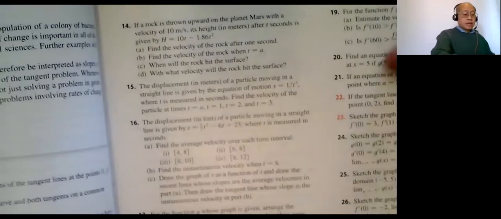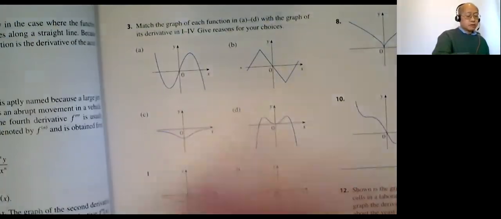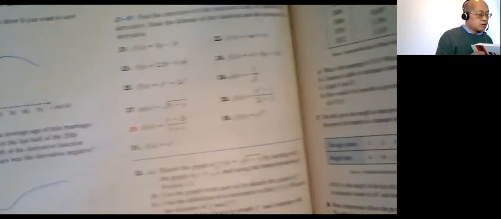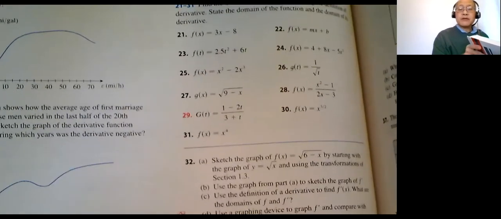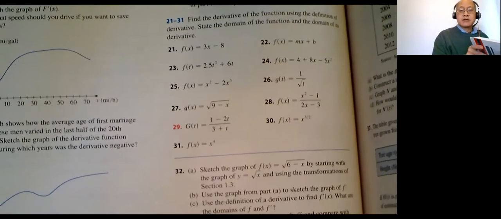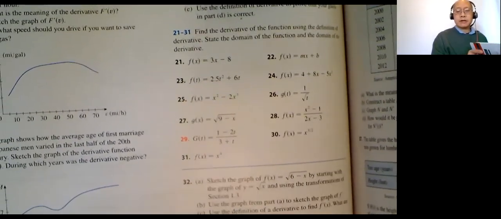2.8.23. Again, I'm jumping back and forth because the author does that. You get some derivatives in 2.7, some also in 2.8. So 2.8.23, find a derivative. f of t is 2.5 t squared plus 6t. Okay, again, you may want to do the shortcut. For those of you who know it, you can't use it on the test, but you can use it as a double check. So I'll do that.